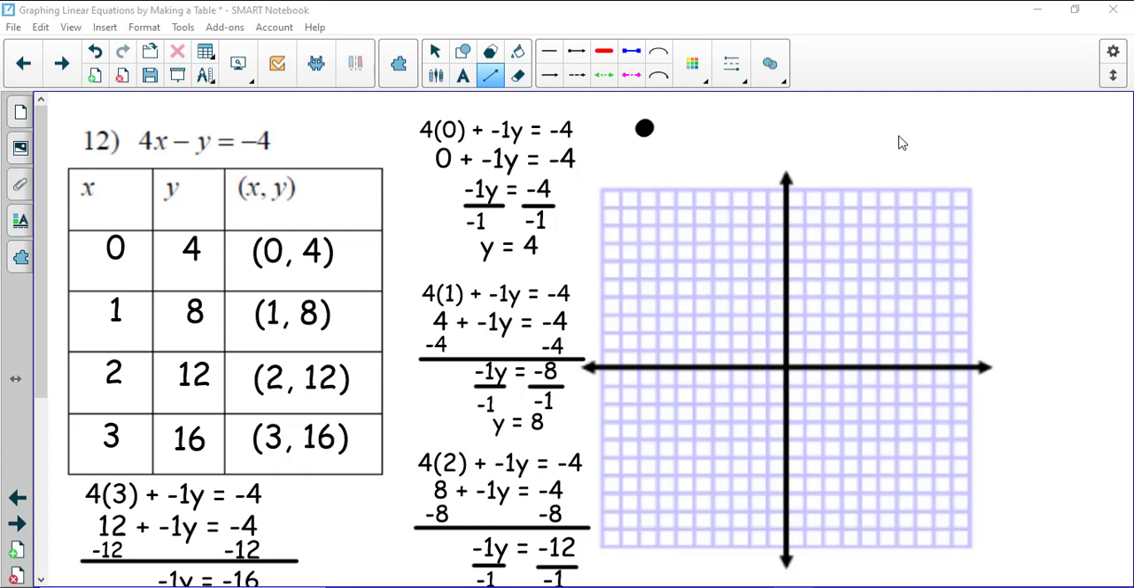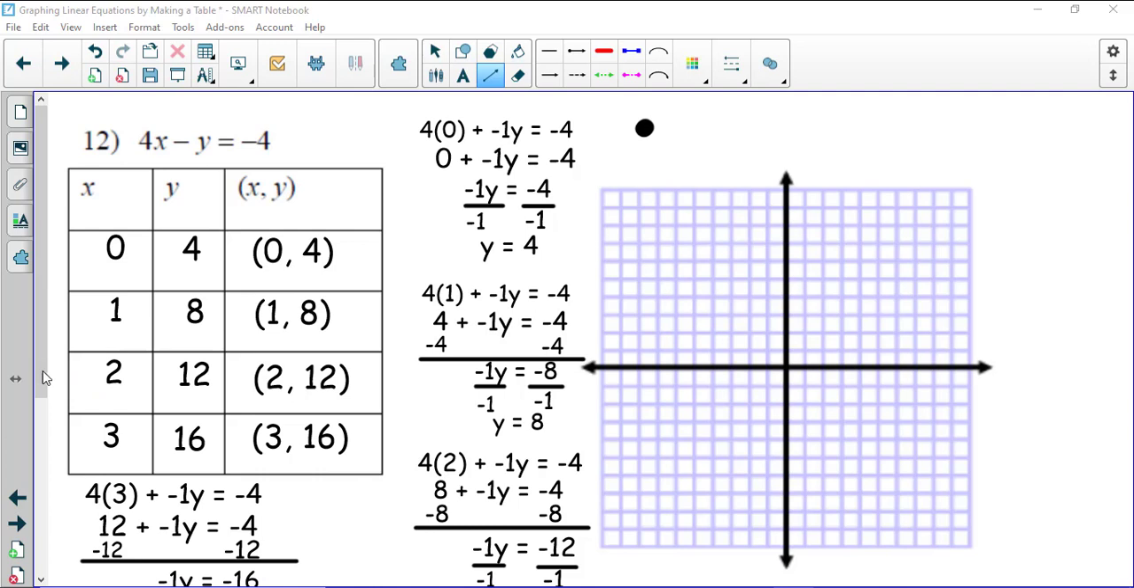Now for this one, I did choose 0 and then all positive numbers. So I started with 0, and I took 4 times 0 to get 0, and I did rewrite minus y as plus a -1y. So I have -1y equals -4. Divide both sides by -1, we get y equals 4. So the point 0, 4 will be on this line. I then replaced x with 1. 4 times 1 is 4. I then solved that two-step equation by subtracting 4 from both sides to get -1y equals -8. Divide both sides by -1 to get +8.